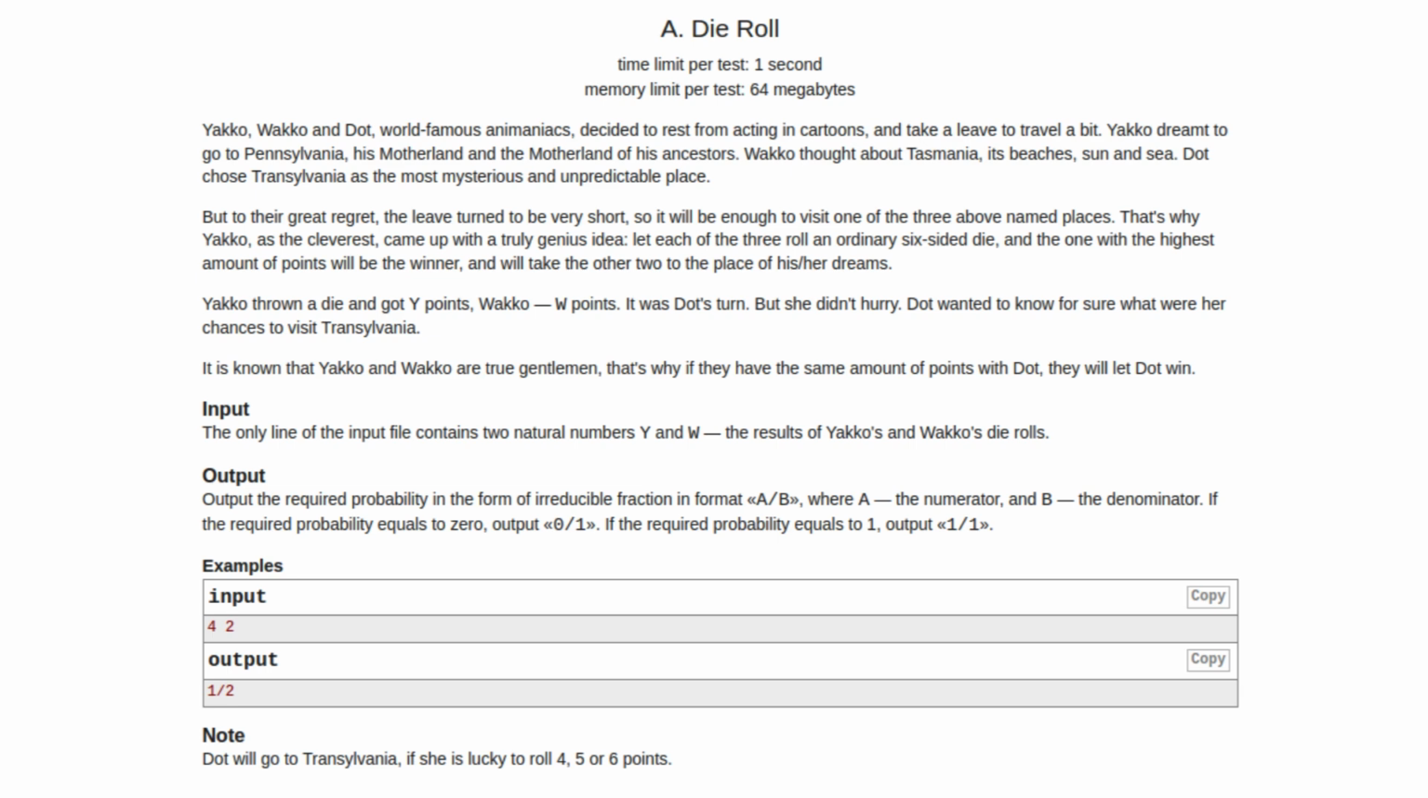Once we know the maximum number, we subtract it from 7 to calculate the number of favorable outcomes. Subtracting from 7 works because the dice can roll numbers from 1 to 6, and 7 - max(y, w) tells us how many numbers are equal to or greater than max(y, w).